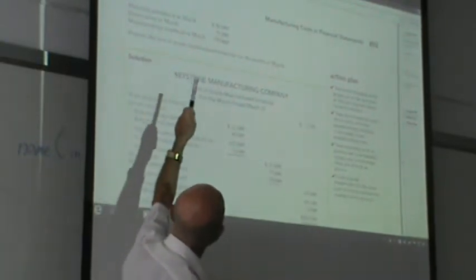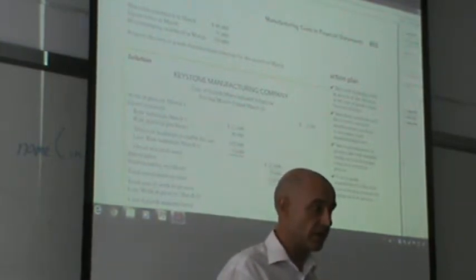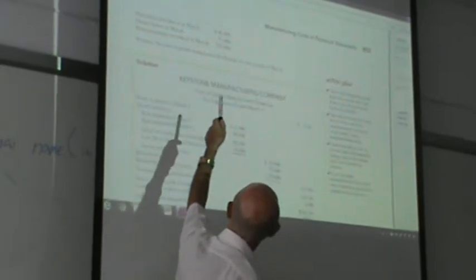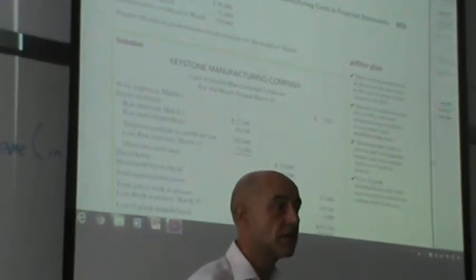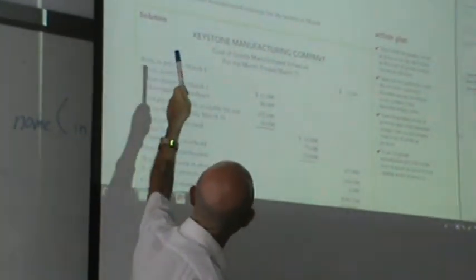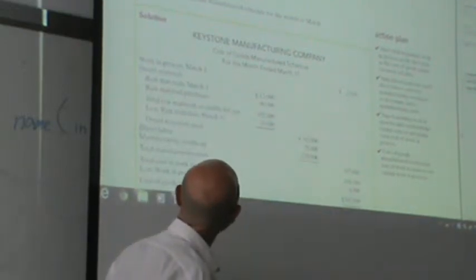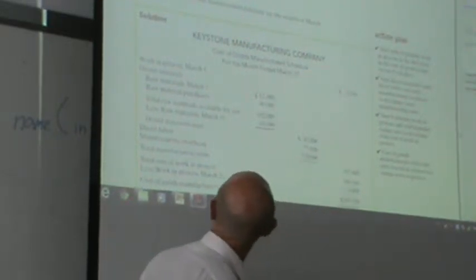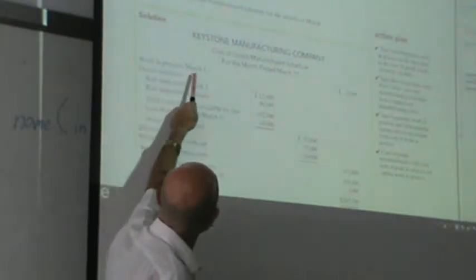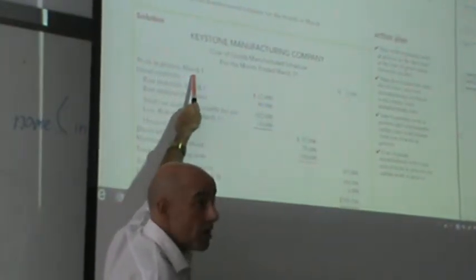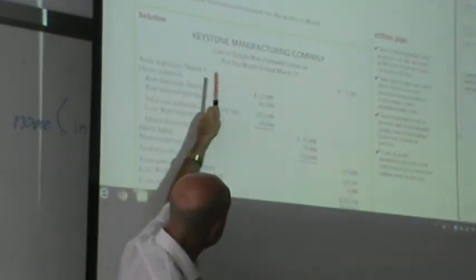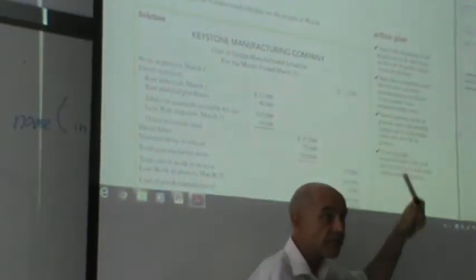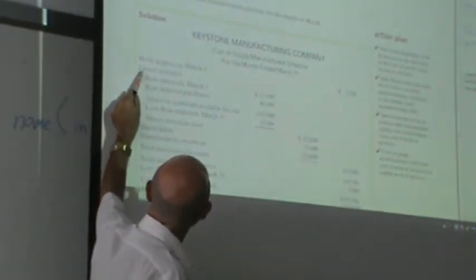Okay, let's make good. They purchased materials for 90,000, okay? They added direct labor of 75,000, and they had manufacturing overhead of 220. So, what's the cost of goods manufactured? So, you begin first with the beginning inventory work in process. Beginning inventory work in process is 2,500, okay?